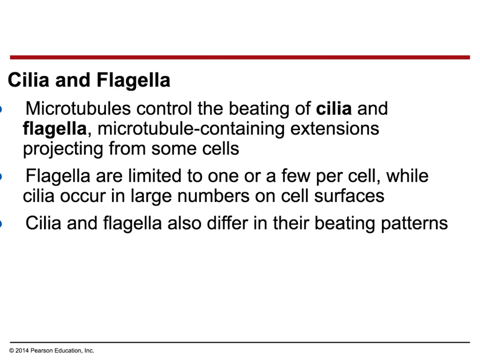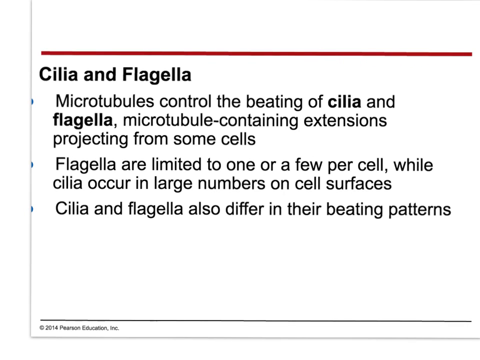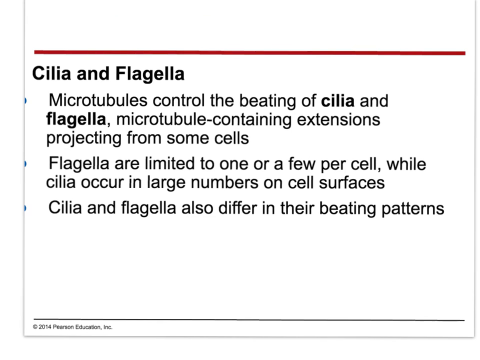Our last thing we'll talk about today are cilia and flagella. Microtubules are important for the movement of these 2 structures. They are composed of 9 doublets, not triplets, 9 doublets, plus 2 more inside. So 2 is a doublet, and we have 9 of them in a ring, and then in the middle, we have 2 more. That's the structure of a cilia or a flagella.